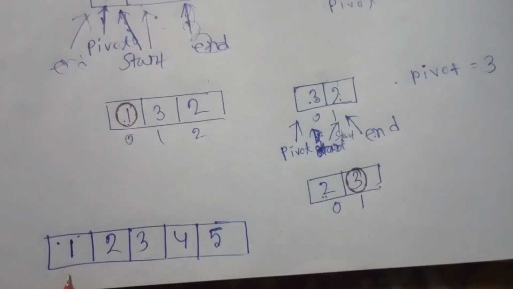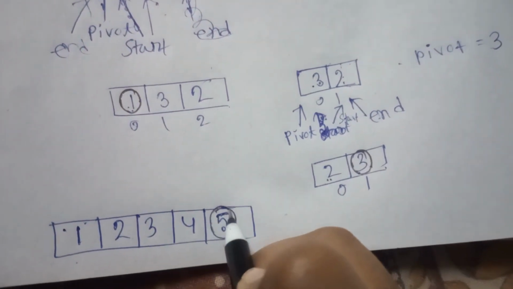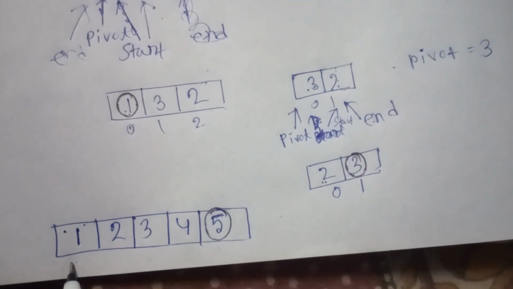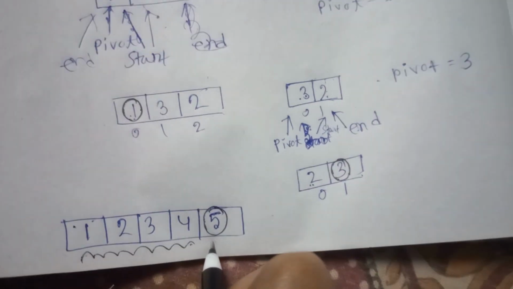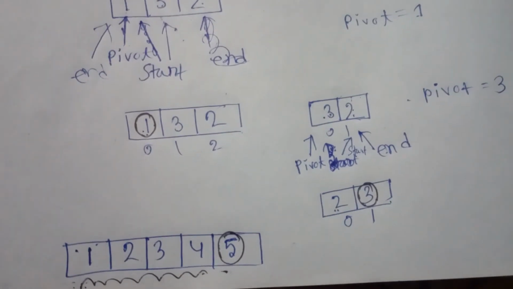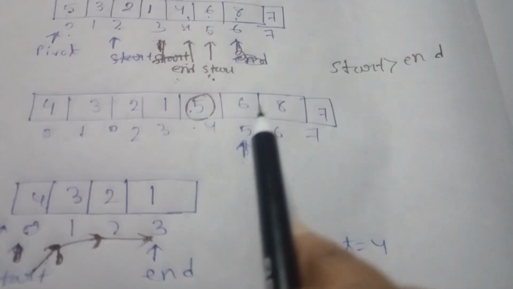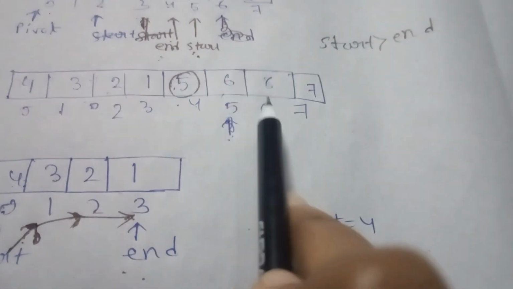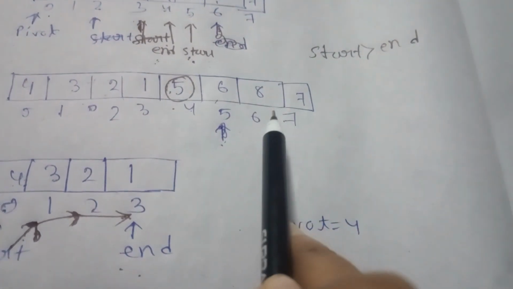As we see that the main pivot is 5, the left-hand side of this pivot are less than 5, and this is in ascending order. Then we try to find the rest, 6 8 and 7, in ascending order.